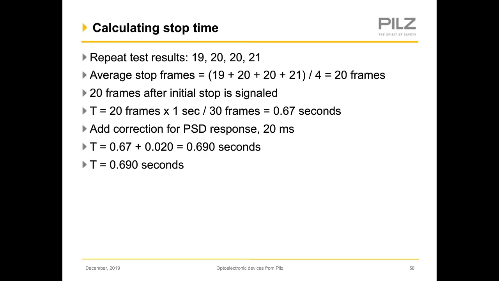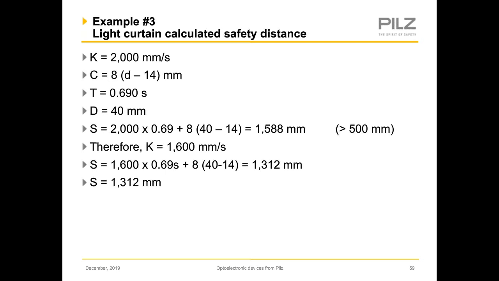So we have the overall time here of 0.690 seconds. We plugged it in our formula. So we use the approach speed of 2000 millimeters per second. We have the factor C. We have our time t that we measured with the video and the frames, and we have the resolution, and then we plug this all in.